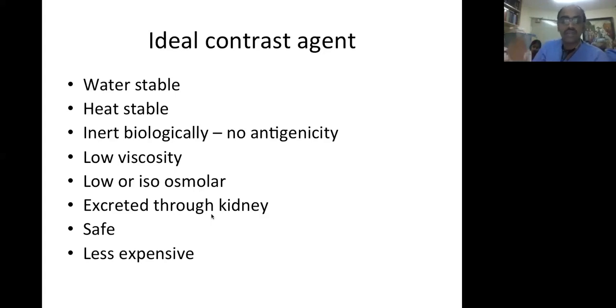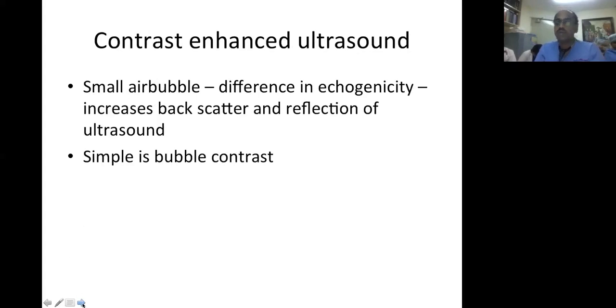So this is called vicarious excretion, like excretions happening in different areas. Ideally speaking, an ideal contrast should be excreted only through the kidney. Safe and relatively less expensive. Now, so this is about the radiographic contrasts.